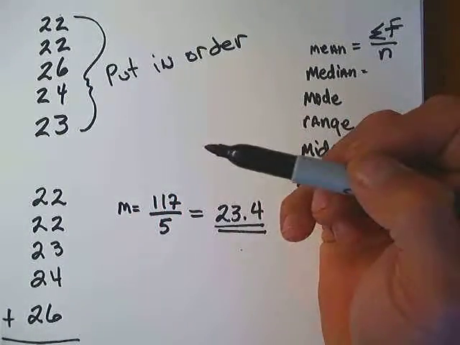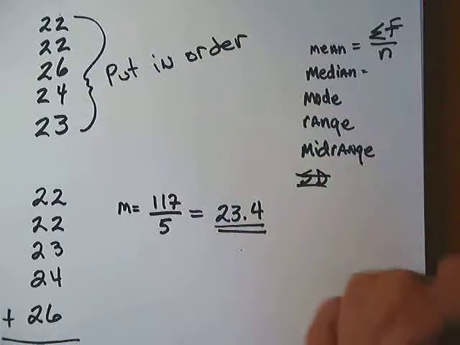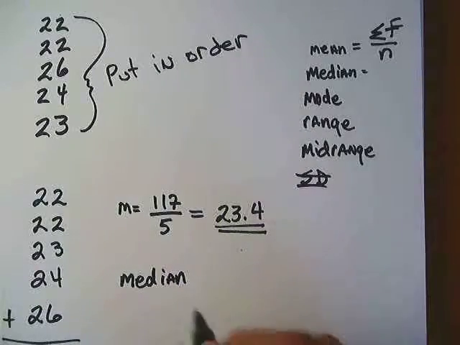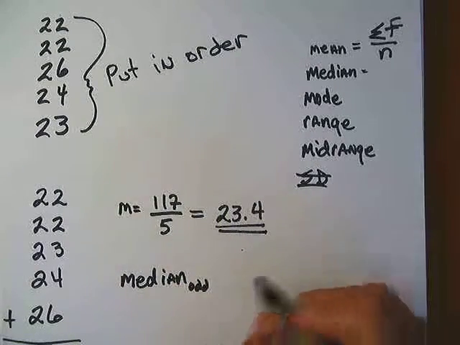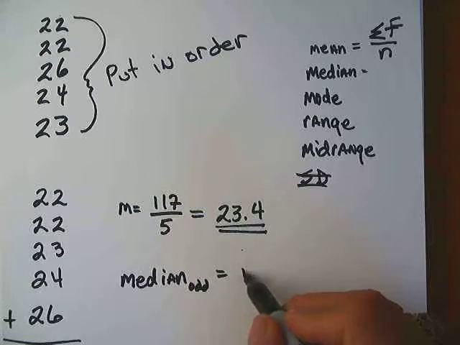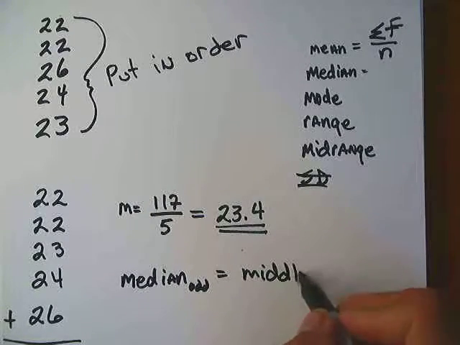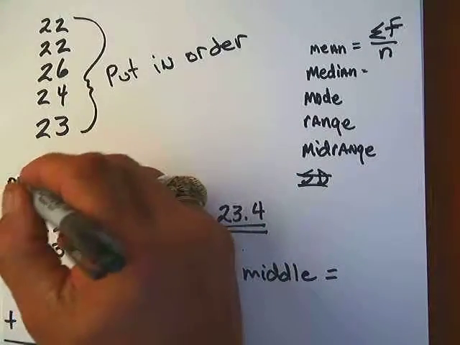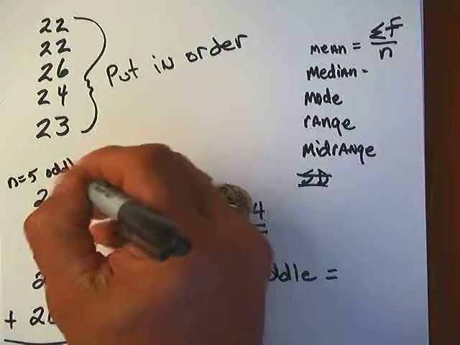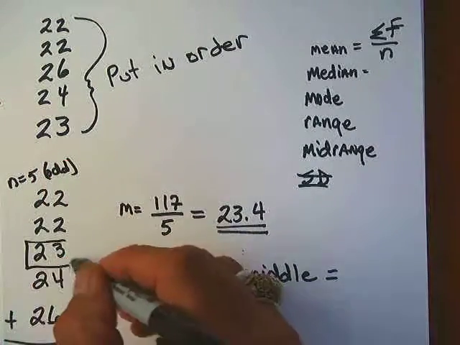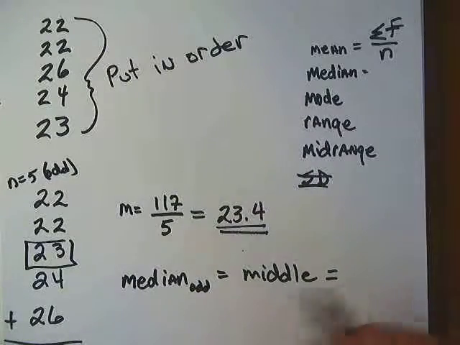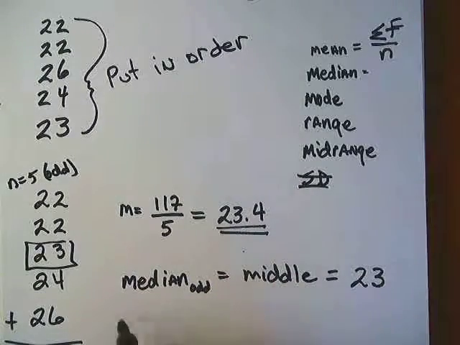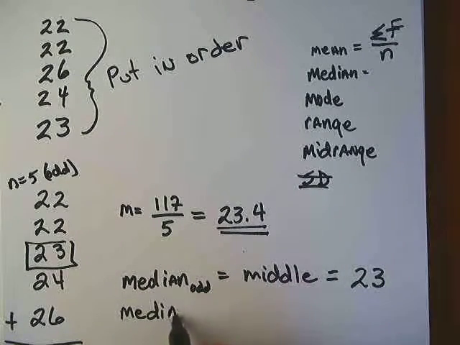The median. The median is the middle of the order, not the middle of the range, but the middle of the order. If n is odd, you're just going to get the middle. In this case n is equal to 5, so it's odd. You just find the middle, and there's the middle. That's why you have to put them in order. So in this case, the median is 23.